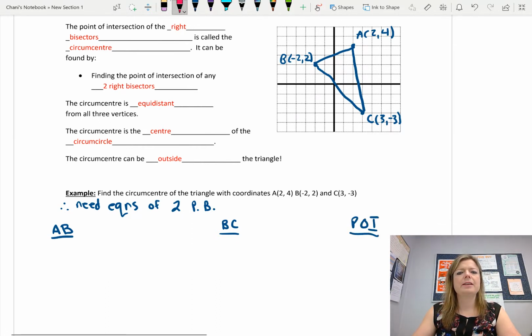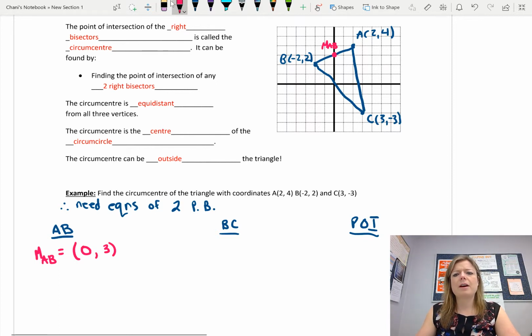Okay, so step 1, AB. So to find the perpendicular bisector, we first need the midpoint because it goes through the midpoint. So the midpoint of AB, okay, so halfway between 2 and -2 is 0, and halfway between 2 and 4 is 3. So 0, 3, that looks right. That's the midpoint of AB.